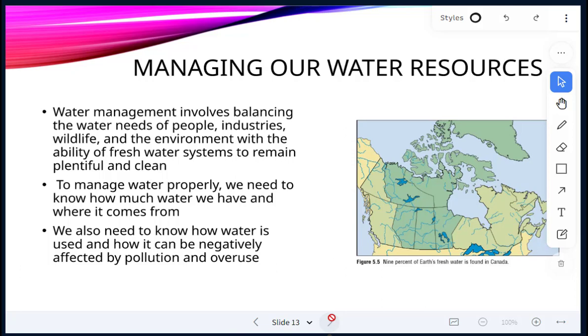So to manage water properly, we need to know how much water we have and where it comes from. We also need to know how water is being used and how it can be negatively affected by pollution and overuse. So here we're just looking at this map showing about 9% of Earth's fresh water is found in Canada. Okay, I'm going to pause here.